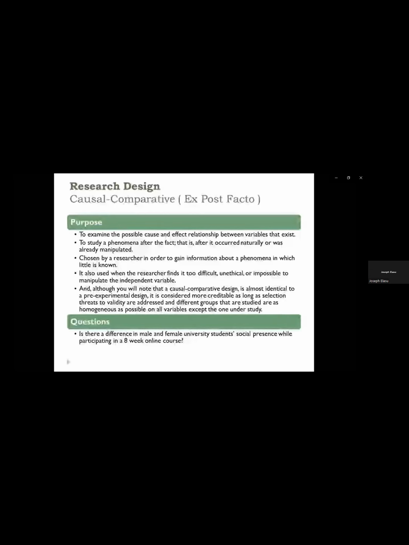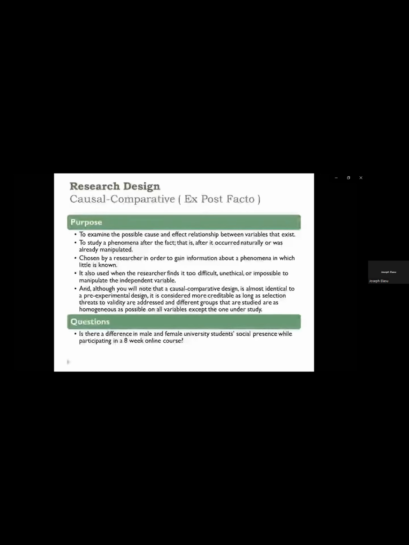Oftentimes, causal comparative studies are used in educational research because it's too difficult, too unethical, or impossible to manipulate the independent variable. So, for example, it's unethical for me to tell one group of students to smoke and another group not to smoke. Maybe there's a specific intervention, a school-wide intervention happening at a school, and you can't ask the whole school to implement this new intervention just for your research study. That would be too difficult. And since it's naturally occurring, you can go ahead and study it.